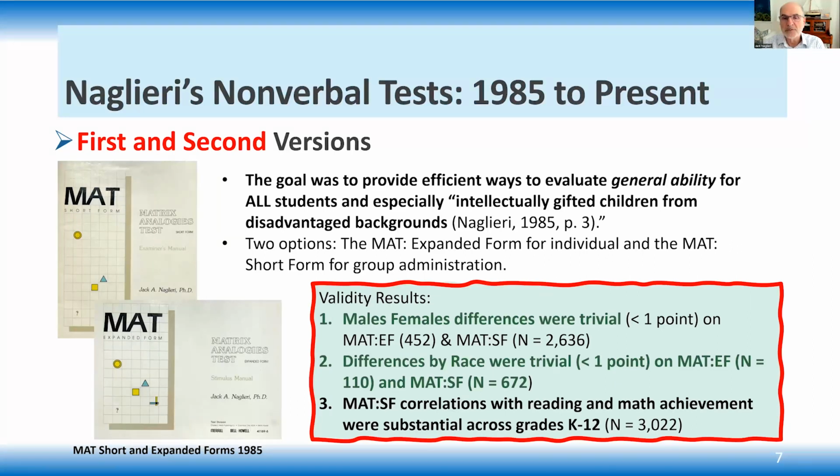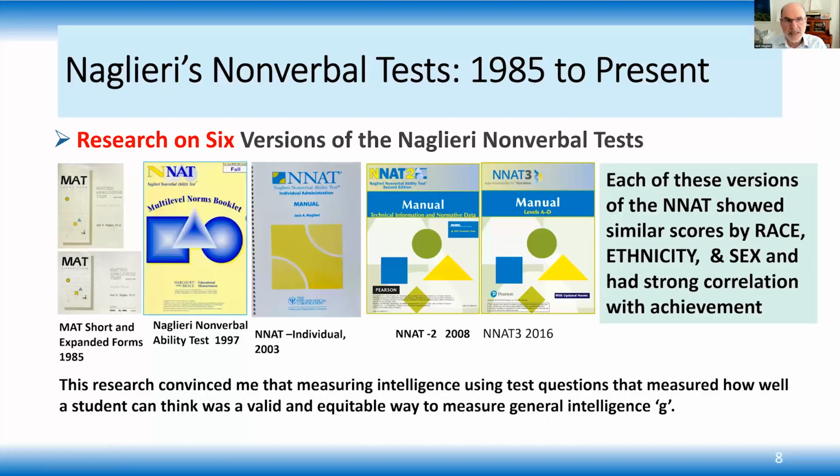Do you get race differences on this nonverbal test? Answer, no. Do you get male-female differences? No. Do you get strong correlation with achievement? Yes. So this is the test, matrix analogies test, that became the Naglieri Nonverbal Ability Test and all the different editions over the many decades.